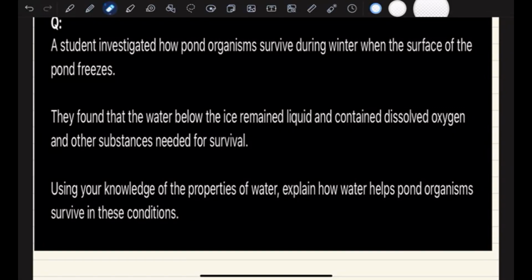Okay, so again, I feel like this topic is not too long, so we're going to go into a question now. A student investigated how pond organisms survive during winter when the surface of the pond freezes. They found that the water below the ice remained liquid and contained dissolved oxygen and other substances needed for survival. Using your knowledge of the properties of water, explain how water helps pond organisms survive these conditions. This is going to be a 6-mark question. So I'd pause the video now, give yourself some time to think about this, and then we're going to go into a mark scheme afterwards.